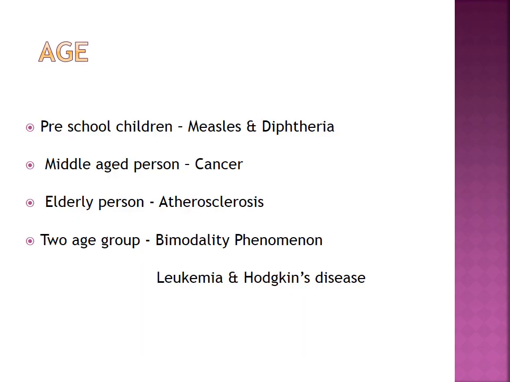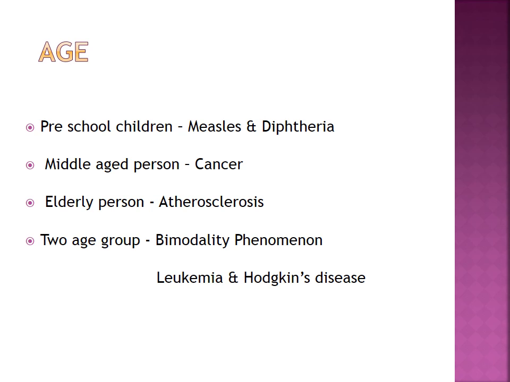So age may be a very good criterion for suspicion of a probable diagnosis. If you have a preschool child who comes with fever and rash, the first thing we keep in our mind is that it might be measles. If there is a sore throat or a patch in the throat, it might be a case of diphtheria. If it is a middle-aged person with a lump, low-grade fever, malaise, and weight loss, suspect cancer.